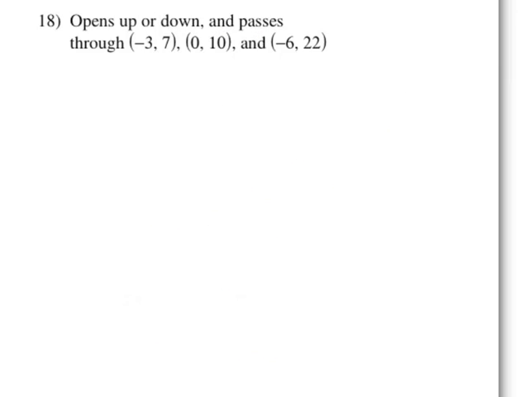Number 18, we want to write the equation of our parabola that passes through these 3 points in standard form. So standard form is y equals ax squared plus bx plus c. Looking at these points, do they give us a special point? Yes, which one? 0, 10. Therefore, what does that give us? C equals 10. C is always the y-intercept, so C equals 10.